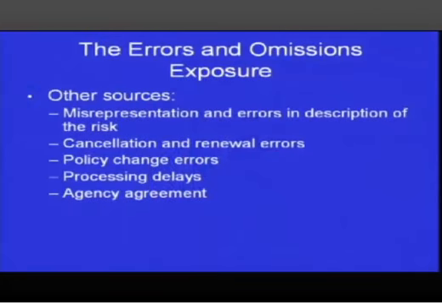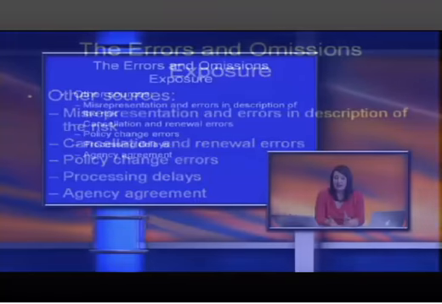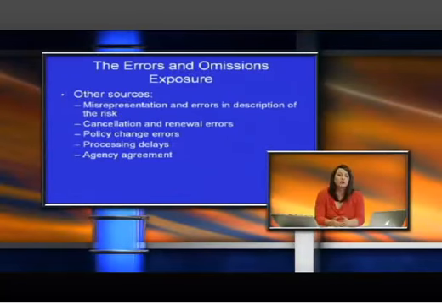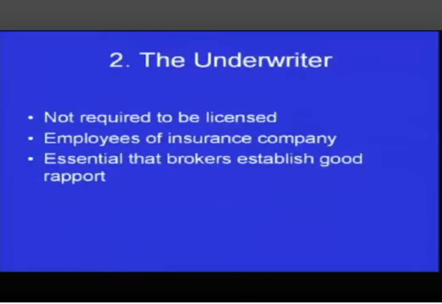Now, there are some other instances where there could be an errors and omissions exposure. For example, there's an error in describing the actual risk, or there's a cancellation notice that didn't get sent, or policy changes that are happening midterm are done incorrectly. There could be processing delays both at the insurance company end of things and at your end of things. And when I say agency agreement here on the slide, I'm really talking about your binding authority. So if you've bound coverage over and above what your binding authority is that's been given to you by the insurance company, potentially that could be an errors and omissions exposure for you.